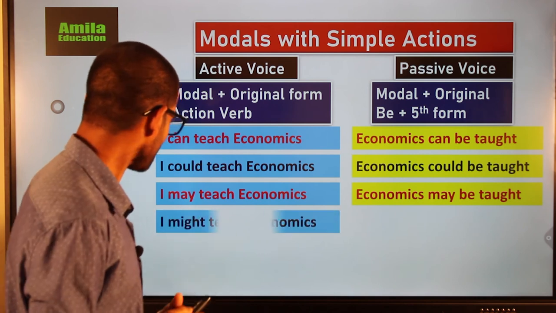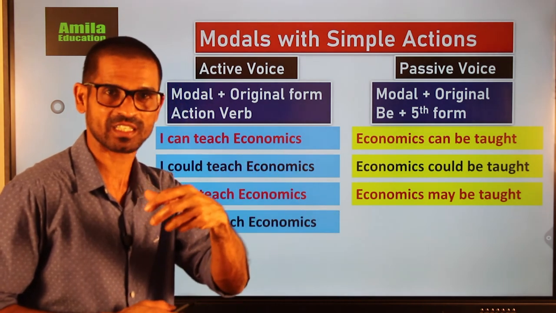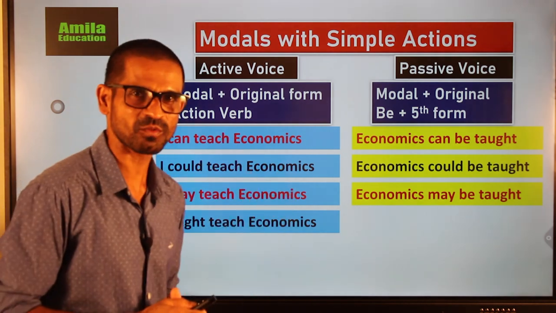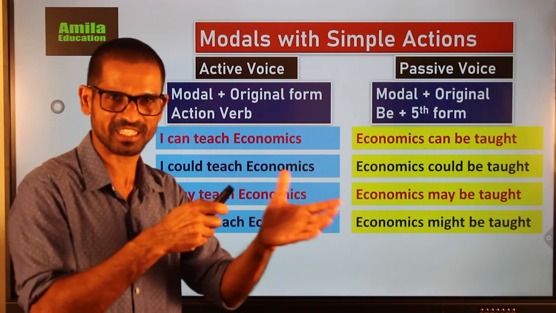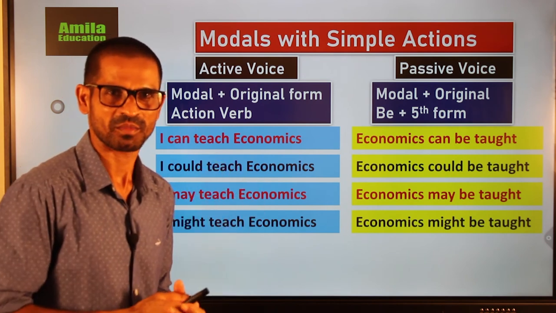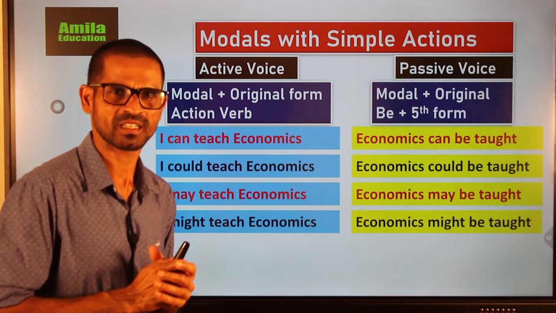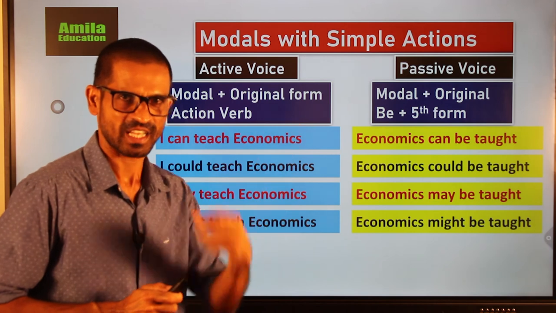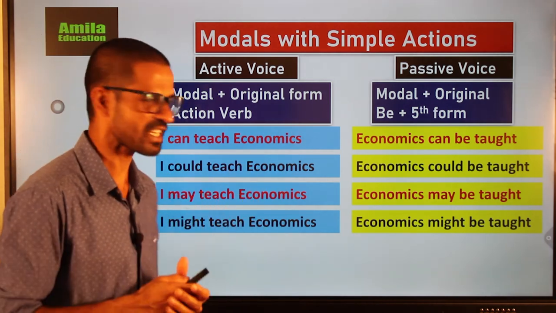Then, I might teach: might, less possibility. I might teach economics. How do you speak it in passive voice? Right? Economics might be taught. Very easy. When you identify the rhythm, it is very easy. Please feel the rhythm. Identify it. And collect words, and then you can speak English. Very simple process.